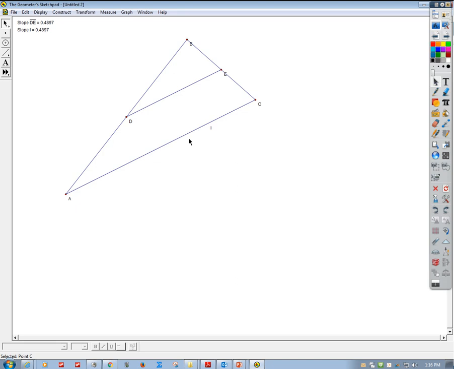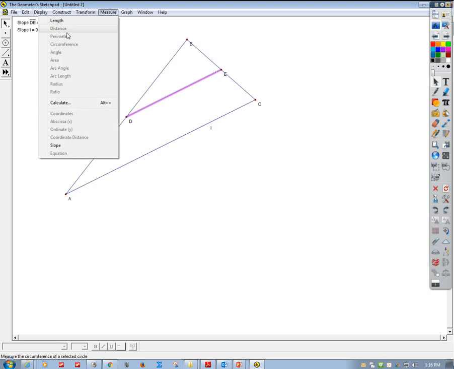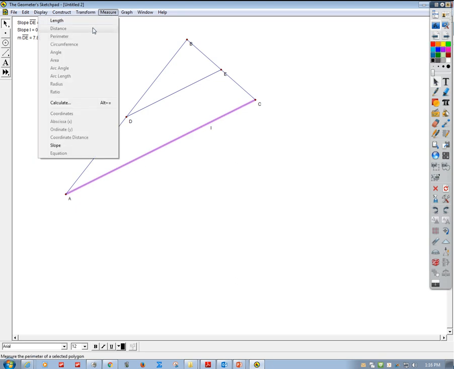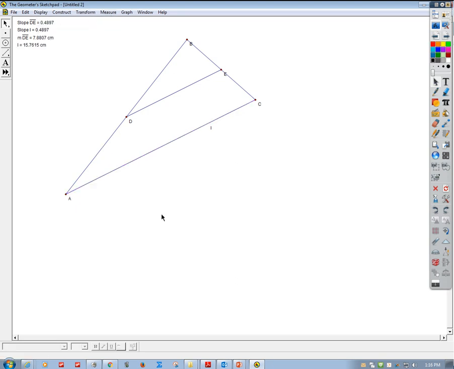Let's check that one. Okay, so let's measure the length. That gives us 7.8807 for the mid-segment, and the length of AC is 15.7615. That's a little hard to see, but what if I do something like that? 7.2001 times 2 is 14.4002, isn't it? Yeah, so that's another thing we get.